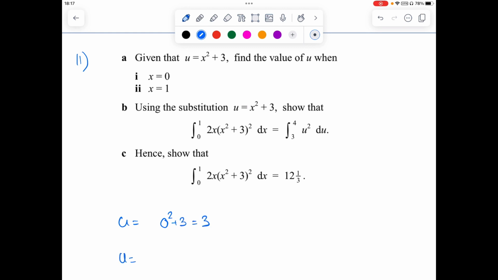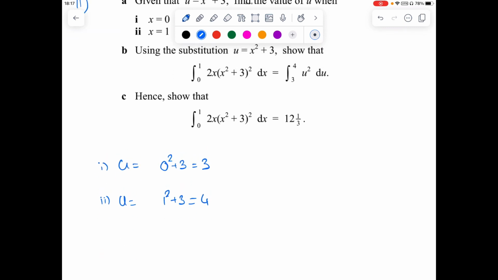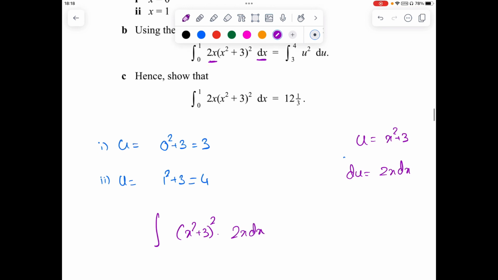And when x equals 1, it is 1 square plus 3, which is 4. Now use the substitution to show that. So u equals x square plus 3. So what will du become? 2x dx. So we can say that 2x dx will become du. So it becomes the integral of x square plus 3 whole square times 2x dx, and the lower limit is 0, upper limit is 1. What can it be written as?